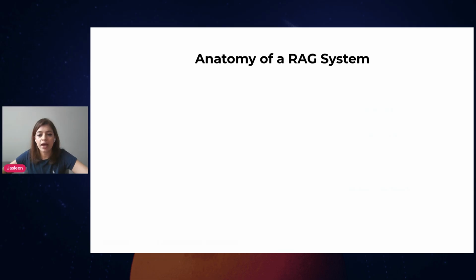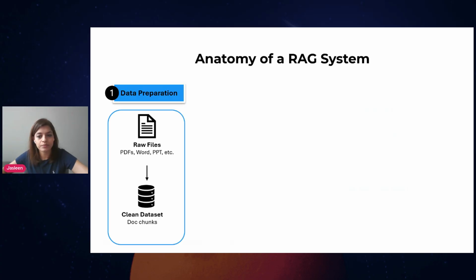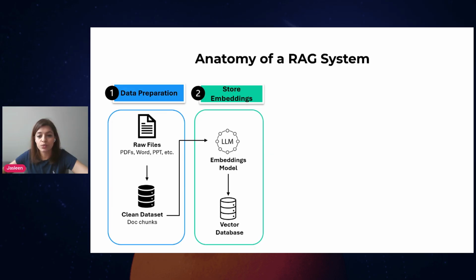Let's walk through how RAG or retrieval augmented generation actually works step by step. It all starts with preparing the data. Raw data is first cleaned and broken down into manageable chunks. These chunks are then converted into embeddings, which are essentially numerical representations that capture the semantic meaning of the text. These embeddings are stored in a vector database.